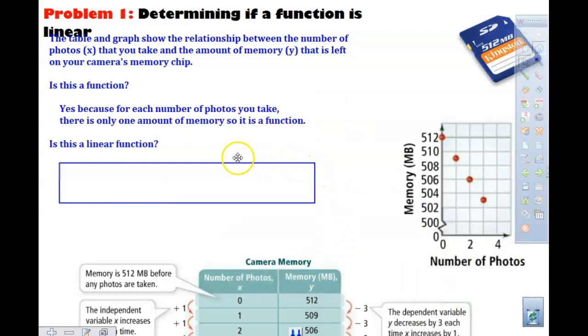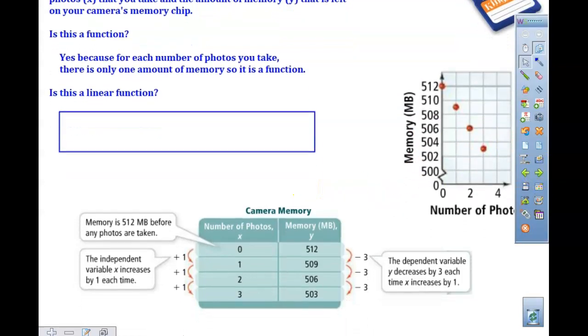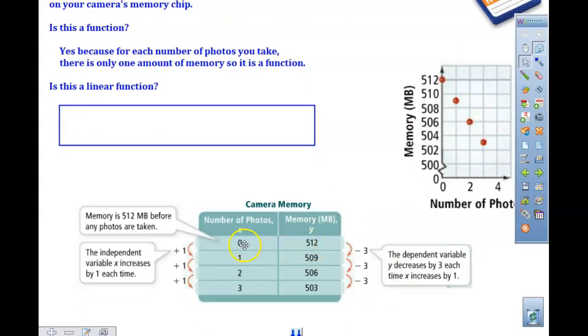And again, if you need to pause this while you're working, yes, because for each number of photos you take, there is only one amount of memory. Is it linear? And at this point, it kind of looks like it has a constant rate of change. Before we answer this question, we might want to take a look at the table. So they give us 0, 512, 1, 509.